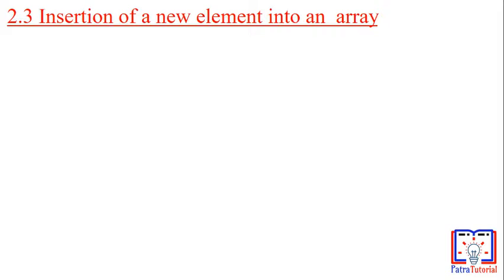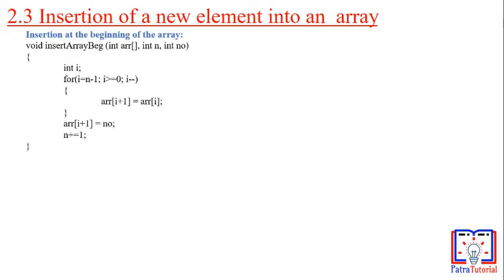In the last video we discussed the traversal of an array, right? And in this video I'll be discussing how to insert a new element into an array. Insertion can be possible at the end of the array, in the beginning of the array, or in between two elements of an array. So we'll discuss all the different scenarios one by one. Let's start with the first one, insertion at the beginning of the array. How to insert a new element at the beginning of the array?